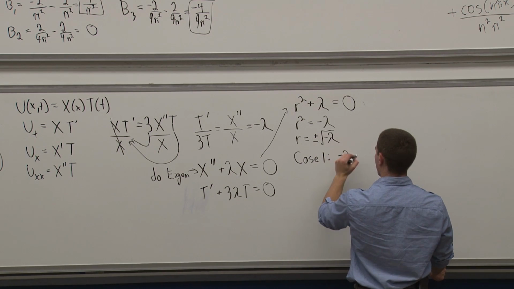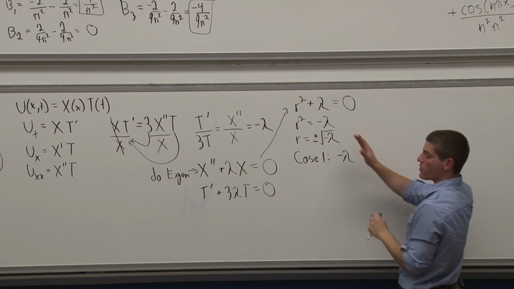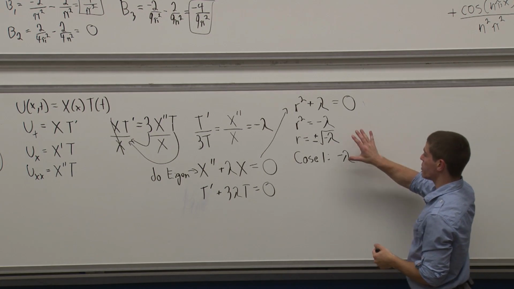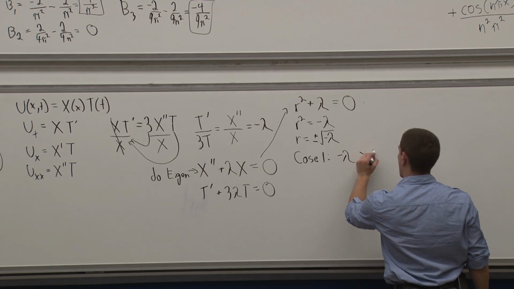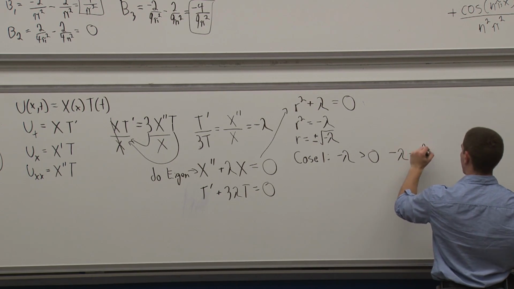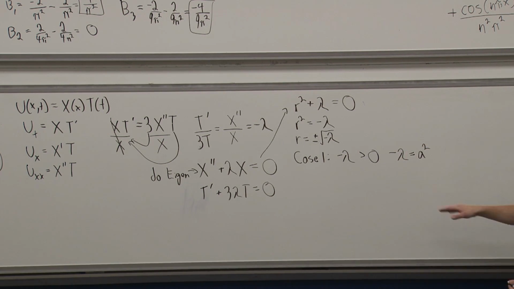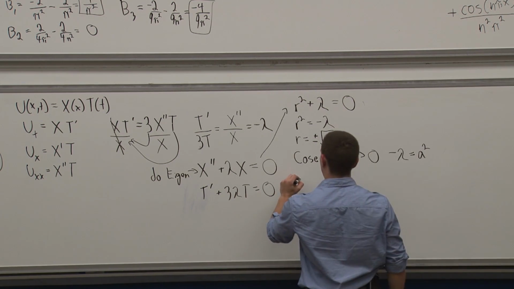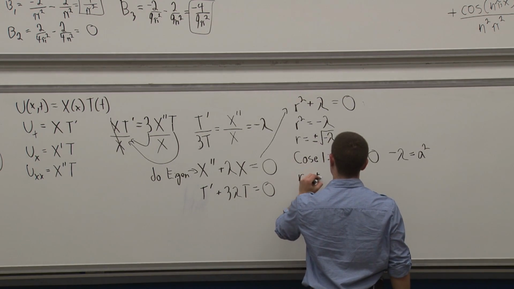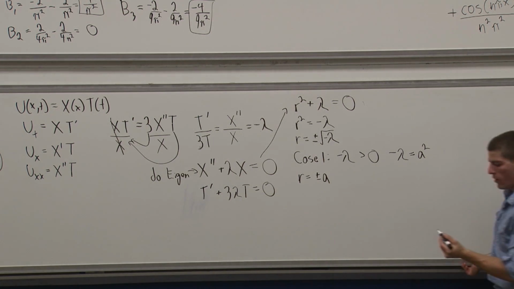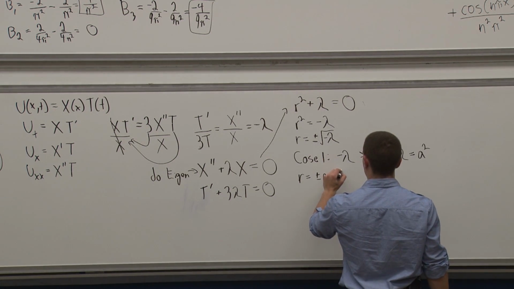Whatever's underneath the square root, you could have a negative lambda plus 2, minus 2, whatever it is. Whatever's underneath the square root, set it greater than 0. So if that's the case, that means negative lambda is going to be equal to a squared, where a cannot equal 0. So we have negative lambda equals a squared. Plug this a squared back into r. This means that r equals plus or minus a, which means we know what the homogeneous looks like.